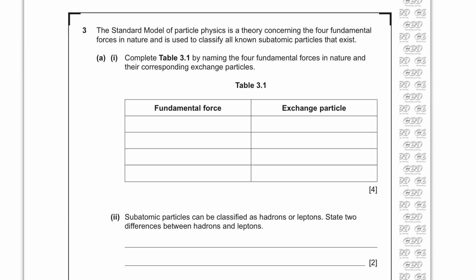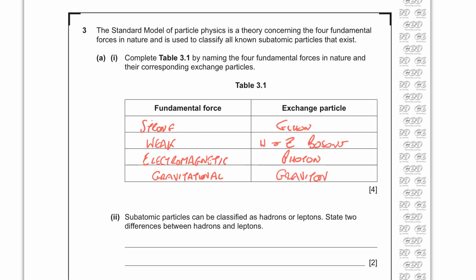We've got our four fundamental forces: strong force, weak force, electromagnetic and gravitational. And we have our four exchange particles: strong force gluon, weak force W and Z bosons, electromagnetic the photon, and gravitational the graviton. So you've got your four forces and your four exchange particles.